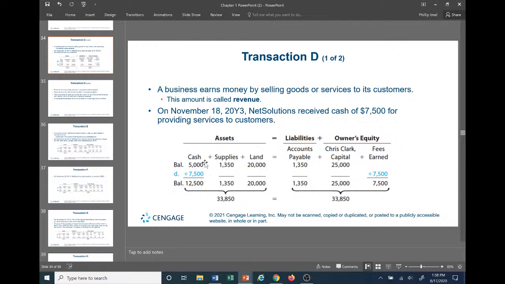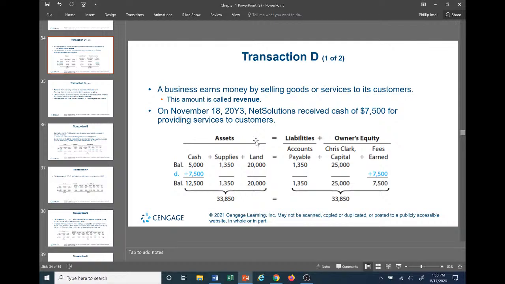Remember, it was $5,000. If the company is receiving cash, then obviously assets are increasing, all right? Money's coming in the door, so money's increasing. Our account's coming up. So now instead of $5,000, we have $12,500 in the cash account. Supplies and land, nothing's changed. All hold true here. We're receiving cash, right, for services to its customers. Okay? So therefore, assets are now up to $33,850.